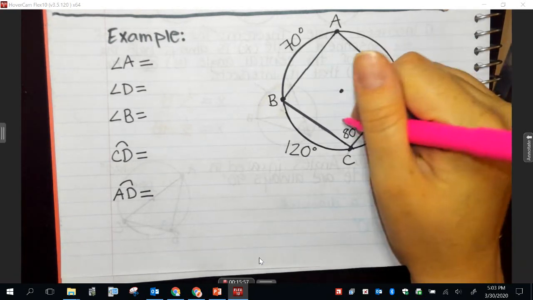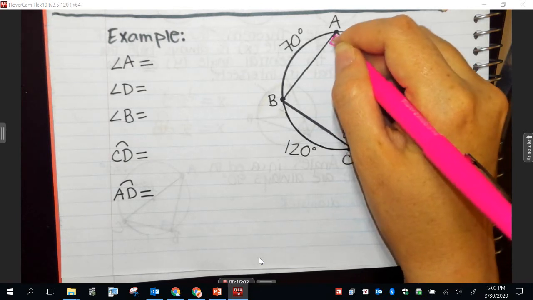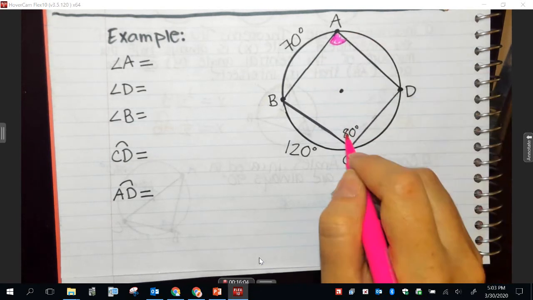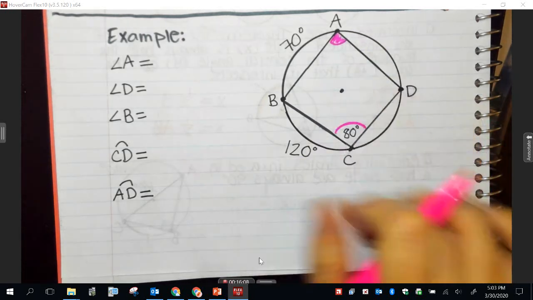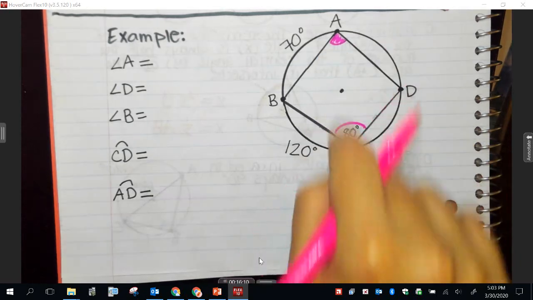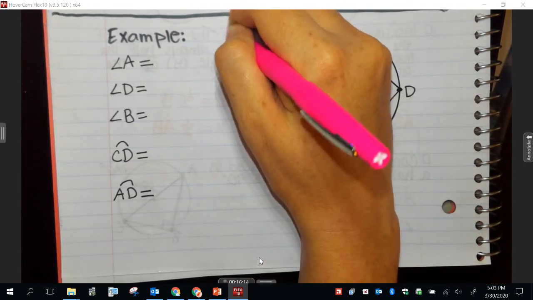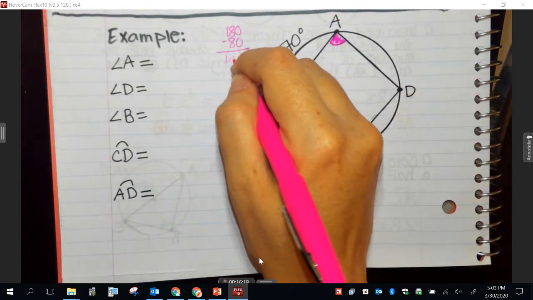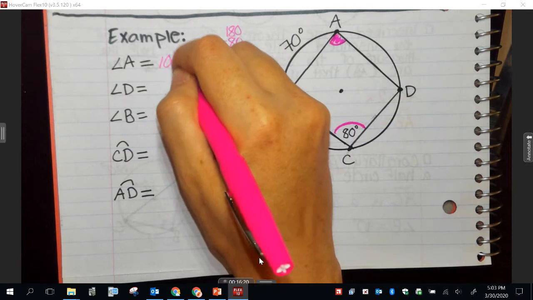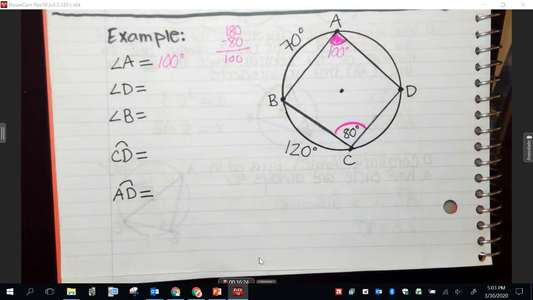The easiest thing to start with is getting angle A, right? Because angle A and angle C are the opposite angles in a cyclic quadrilateral, which means that these two are supplementary. So if I want to get angle A, I just need to subtract 180 minus 80, which is 100. So this angle here is 100 degrees.